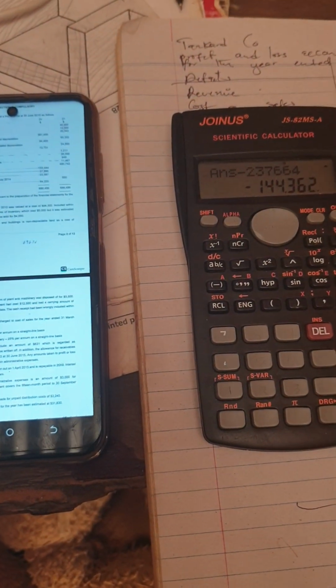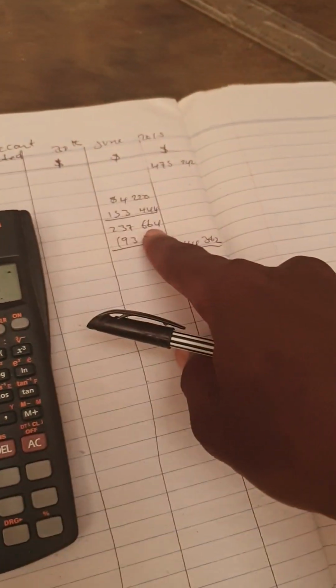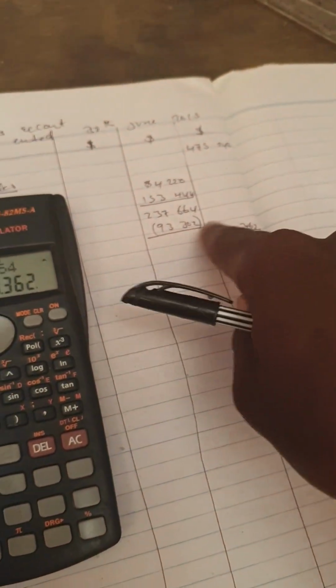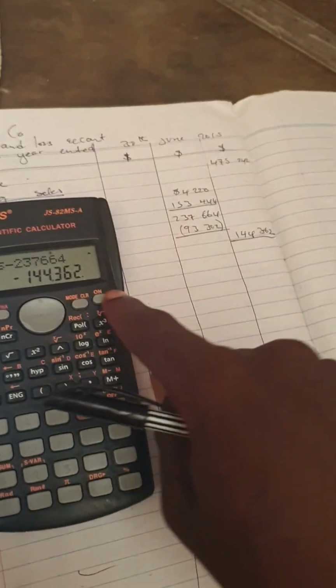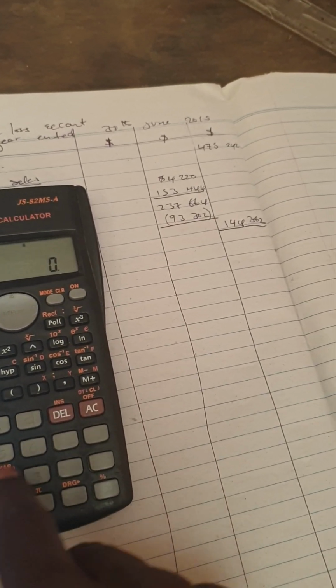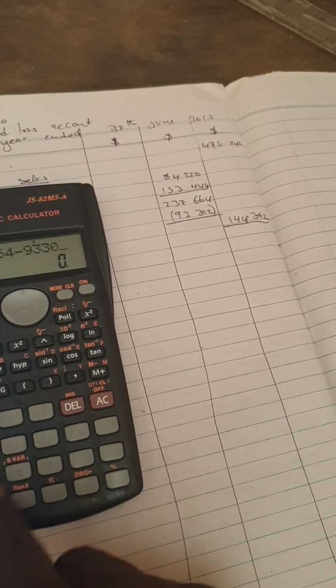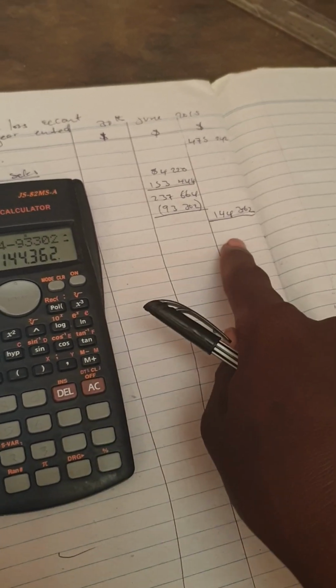So that is our cost of sales. It's a negative because I was subtracting from a smaller number. Had I put the 237,664 first, then the 93,302, it would not appear as a negative. Otherwise it is like this: 237,664 minus 93,302. So that's the figure which is there.